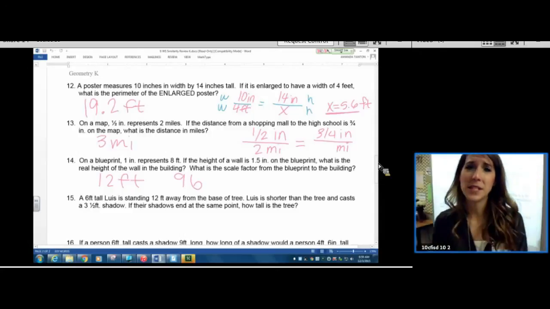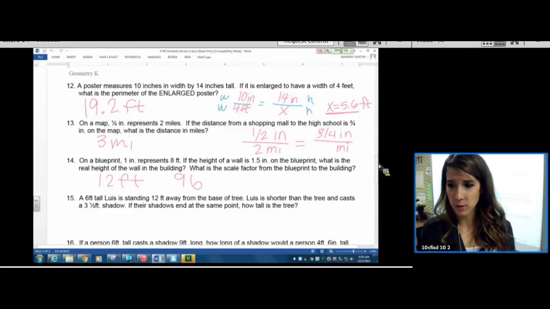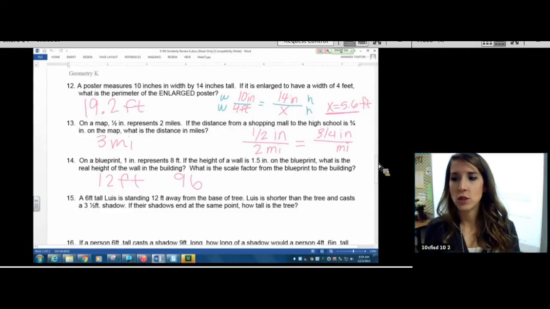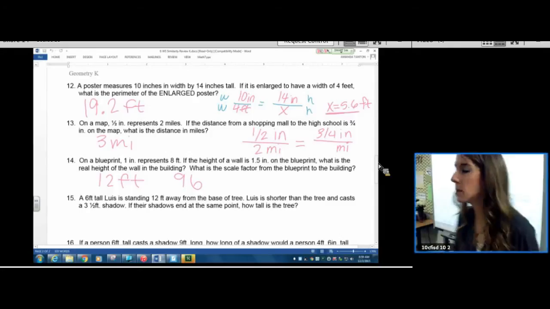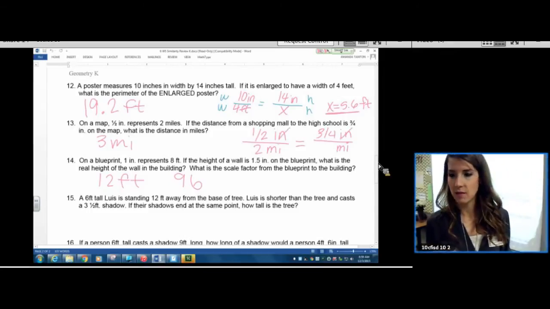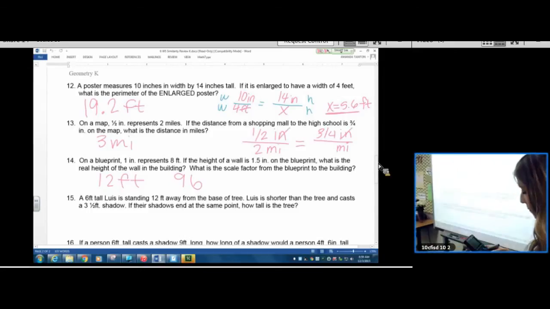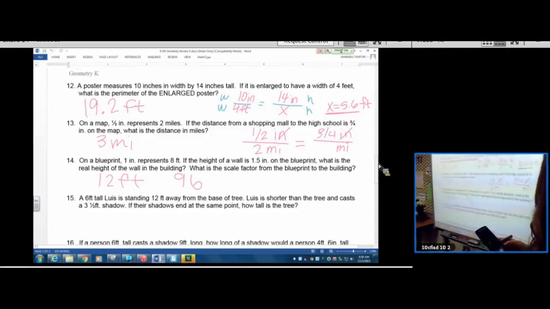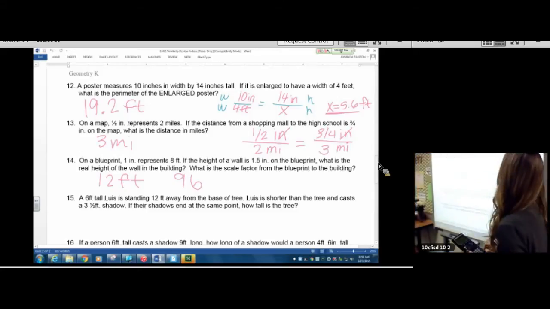Remember, when you are setting up a proportion and cross multiplying, you never have to convert the units. You never have to convert them because the inches will cancel and your answer will be left beautifully in miles. All right? 3/4 times 2 divided by 1/2 is 3 miles.